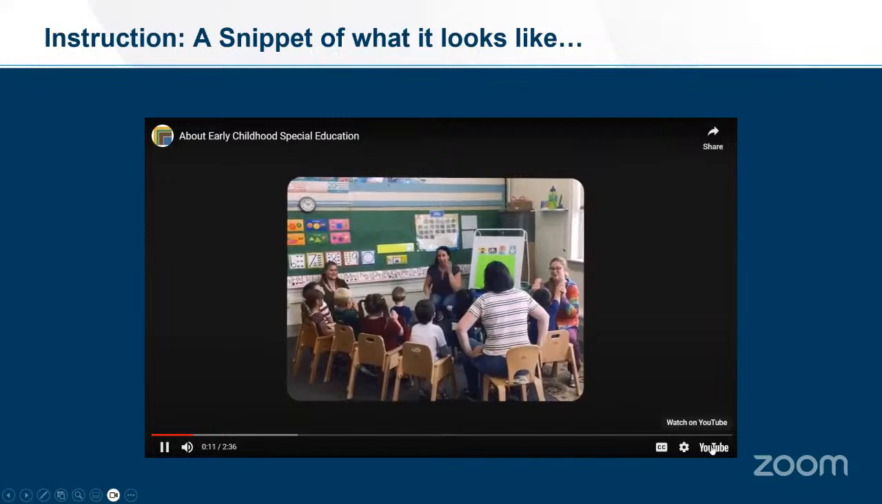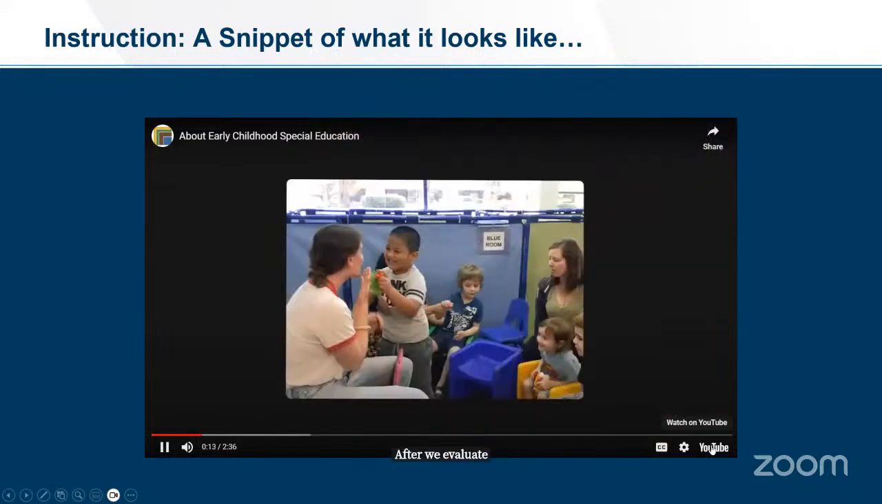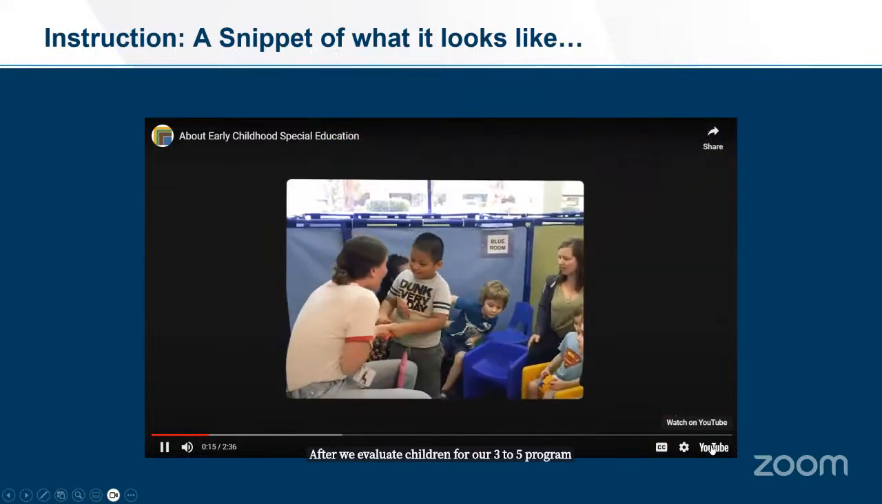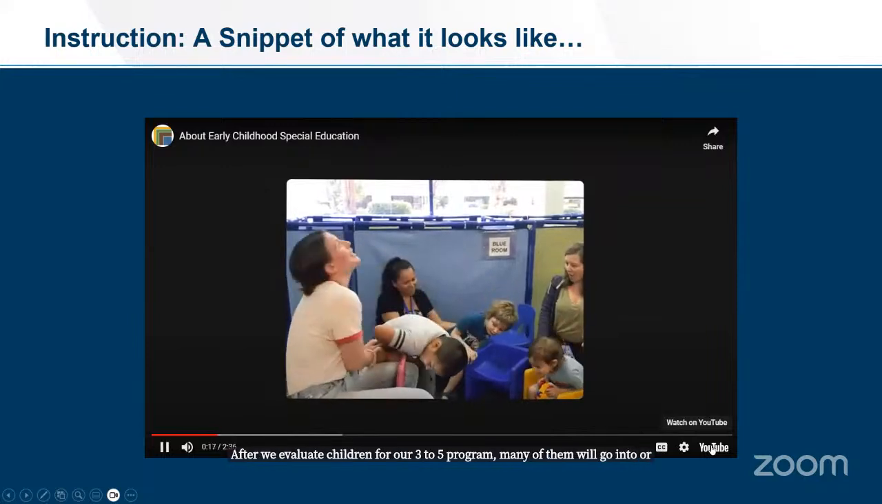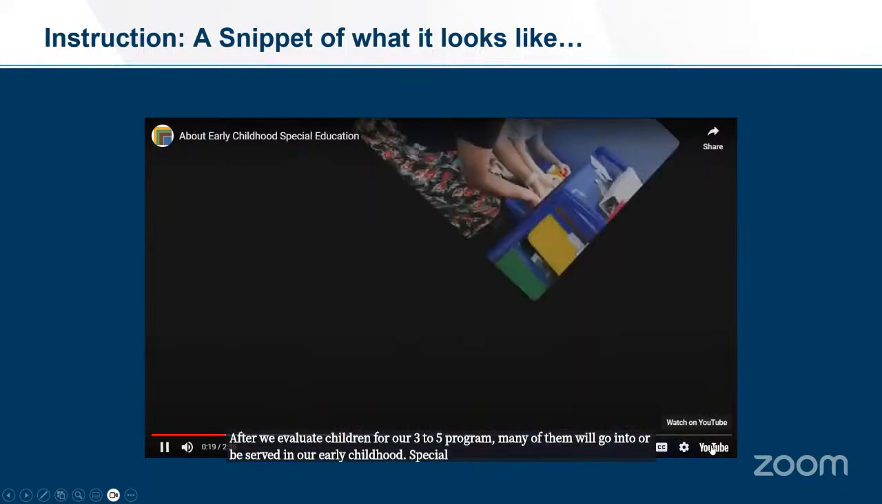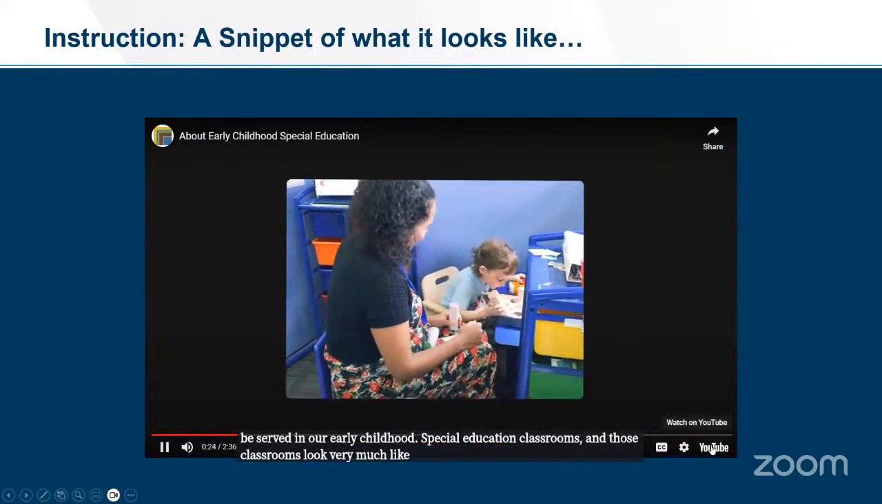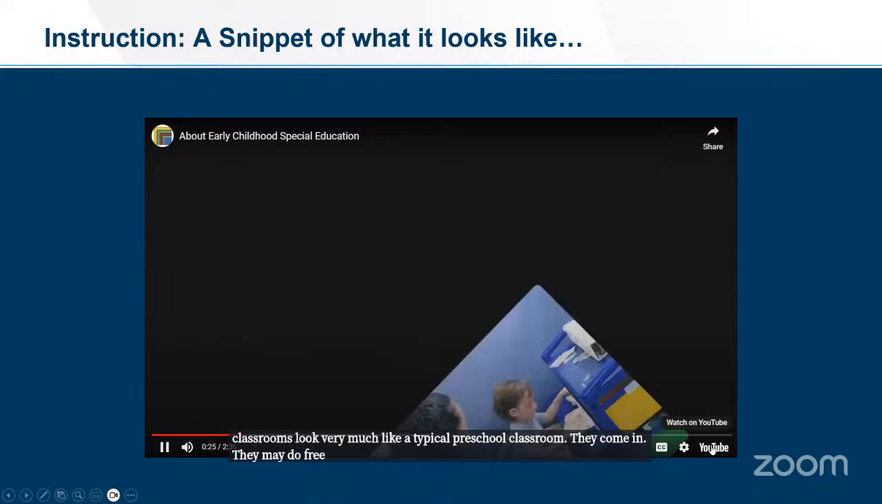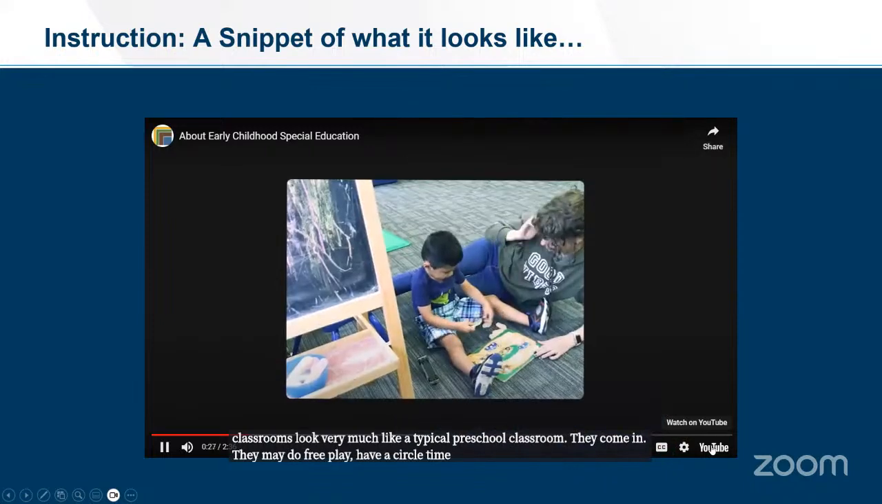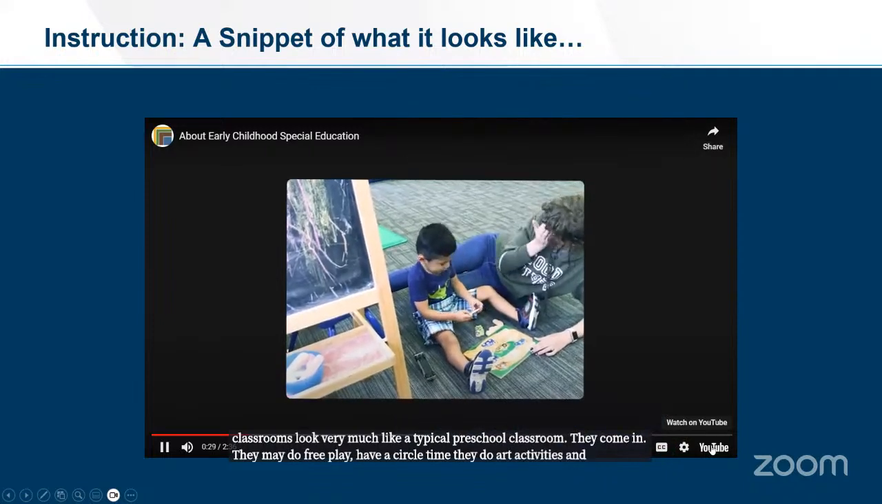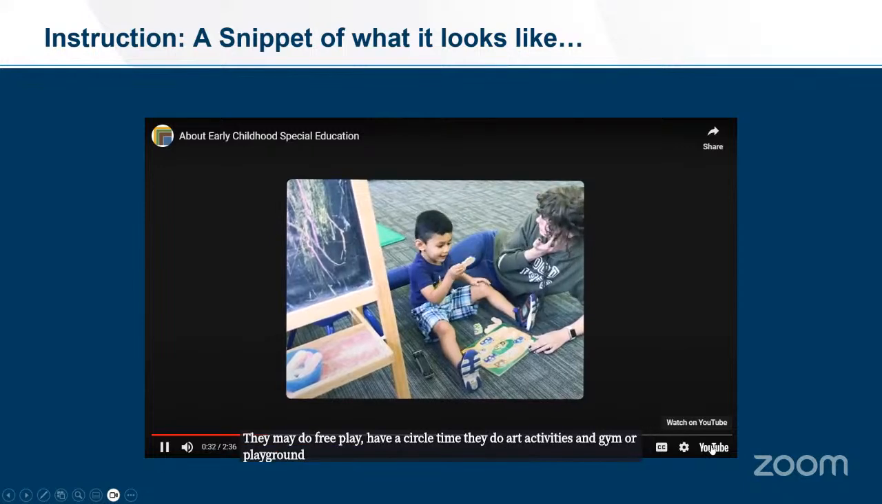After we evaluate children for our 3 to 5 program, many of them will go into or be served in our early childhood special education classrooms. Those classrooms look very much like a typical preschool classroom. They come in, they may do free play, have a circle time, do art activities and gym or playground time, as well as snack times.